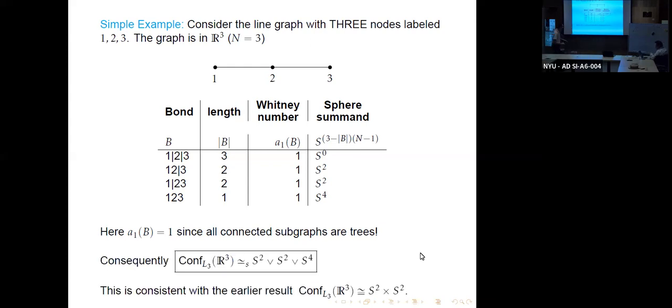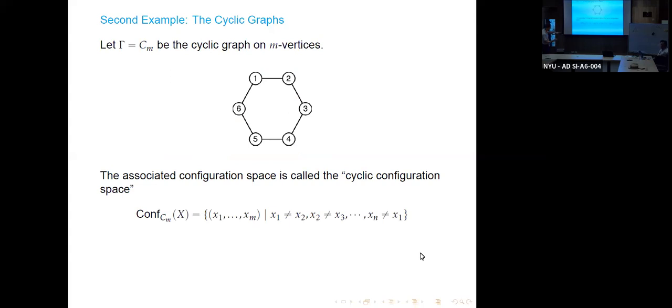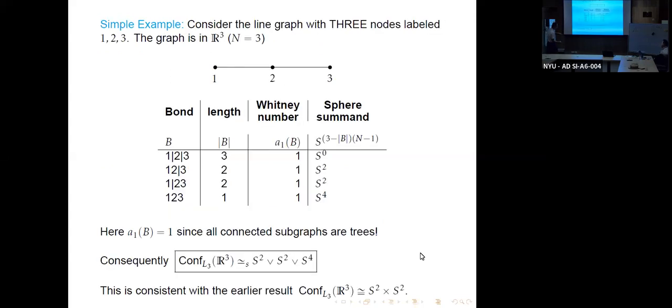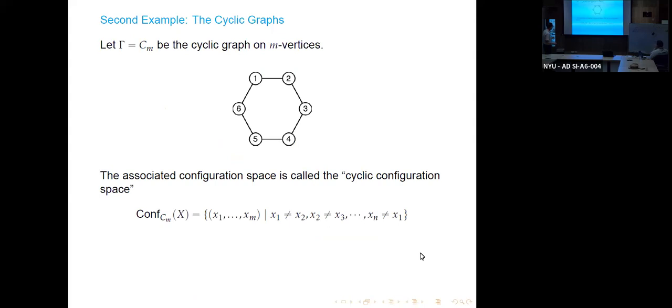But that's not a surprise, because we have shown that this space is R3 minus 0 cross R3 minus 0, so S2 cross S2. When you suspend S2 cross S2, you get S2 wedge S2 wedge S4. So it's not a surprise at all. That's what the theorem says for the line graph. I try to explain the theorem. All right, okay. Now for the cyclic graph.